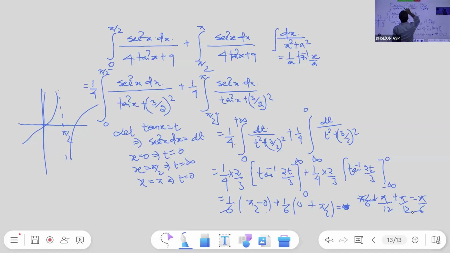Is it clear? Write in the chat box. Is it clear? Pankaj.